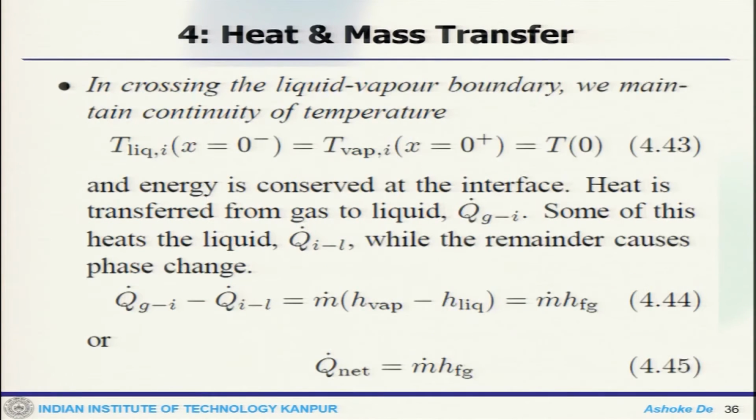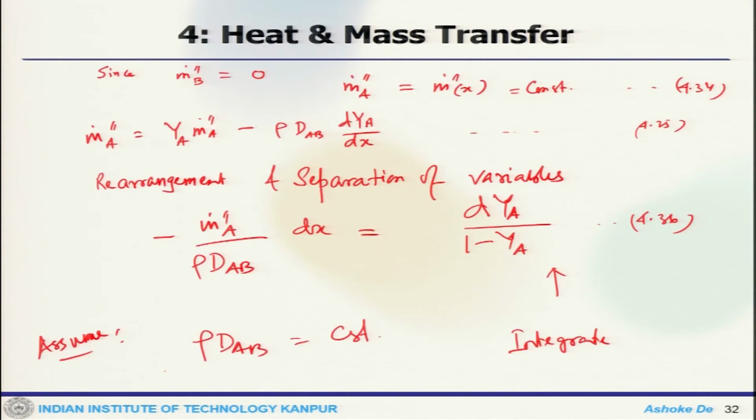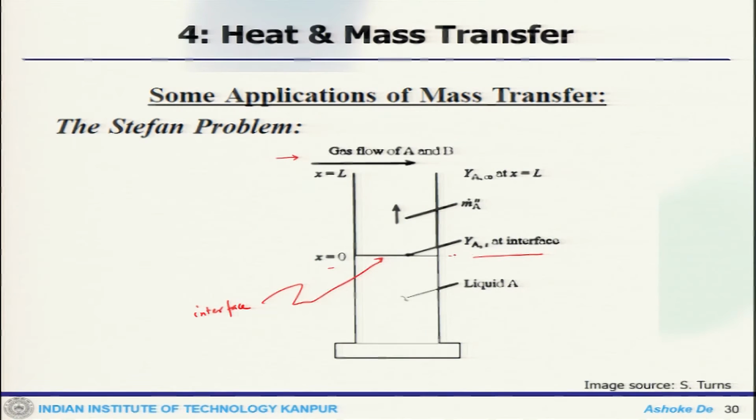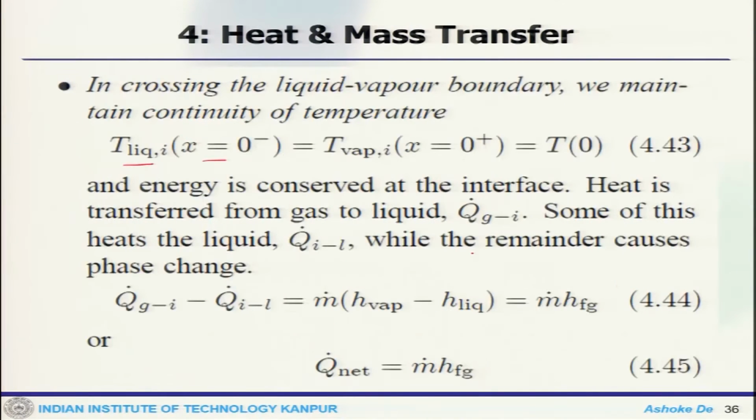So, for that we need some boundary condition. Now, in crossing the liquid vapor boundary, we look at the continuity of the temperature. So, the temperature of the liquid at x equals 0 minus would be the temperature of the vapor at 0 plus, which is T 0. So, this is what we get, and also at that point, that means that interface point which we are talking about, energy is conserved at that interface.